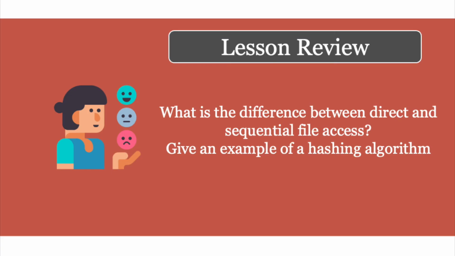Okay, that's the end of the session for today. Hopefully you've understood the difference between direct and sequential file access. You can give examples of a hashing algorithm, and perhaps you could even create one. You know the difference between the different types of file organization methods, which are serial, sequential, and random, and the two main file access methods, which are sequential and direct. You should also know how to apply these to various different contexts.